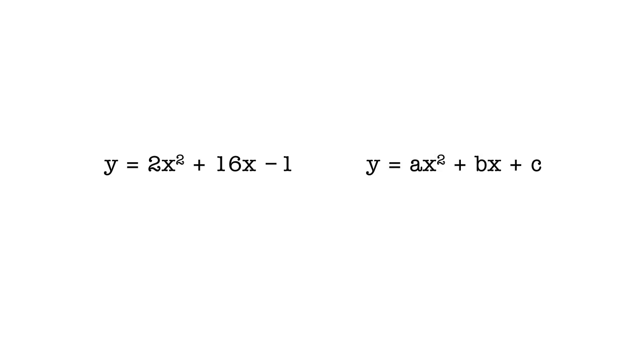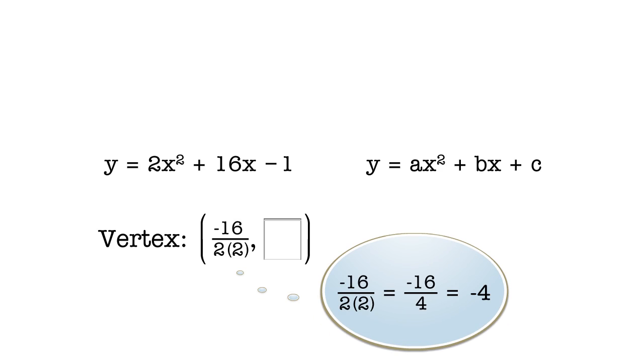Here's an example. y equals 2x squared plus 16x minus 1. This equation is in standard form. That means the x value of our vertex is -b over 2a. We see that in our quadratic equation, b is equal to 16 and a is equal to 2. So the x value of our vertex is -16 over 2 times 2. When we simplify, we see that the x value of our vertex is -4.